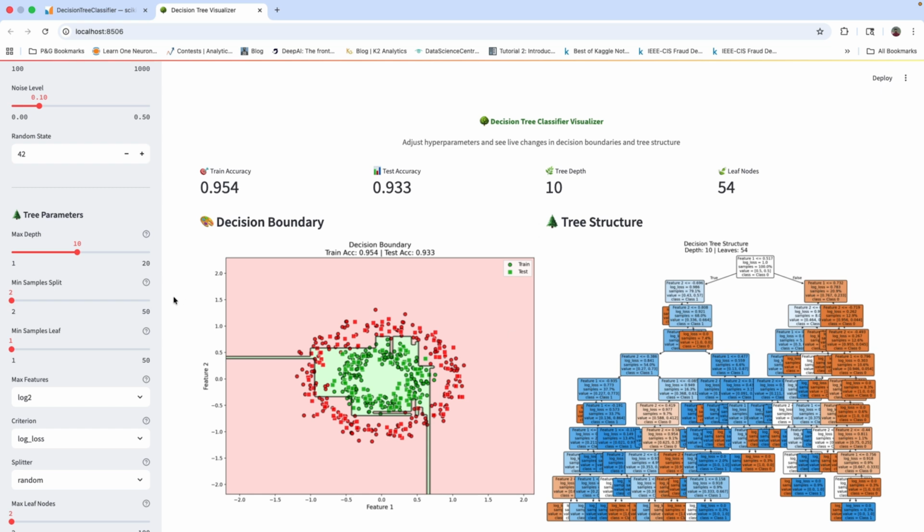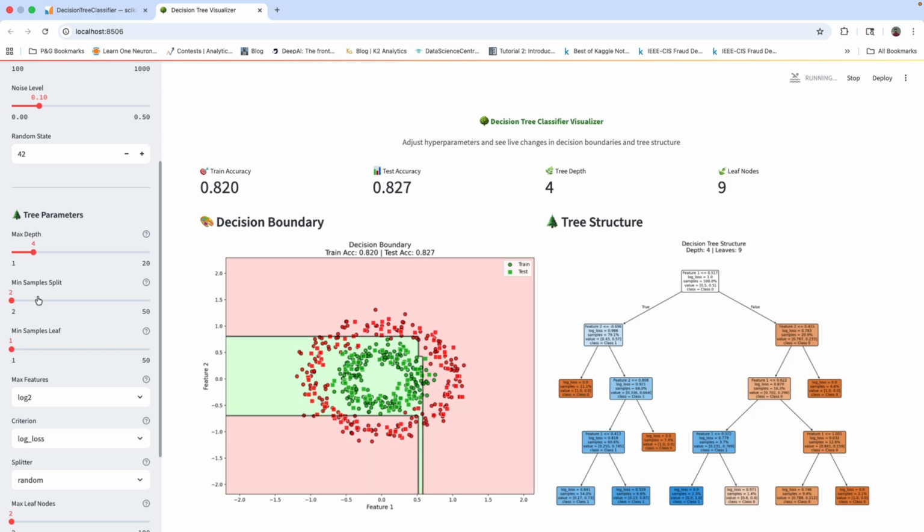So the next step is basically the primary control for tree complexity. In practice, you rarely want to go above 7 or 8 unless your data is very complex. If I reduce it and go to the second one, that is minimum sample split. This is the constraint at the internal nodes. Right now it is set to 2.